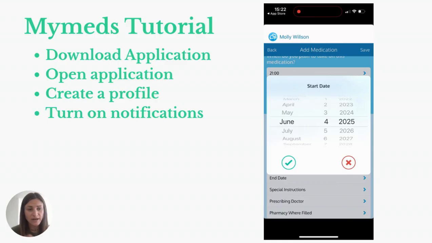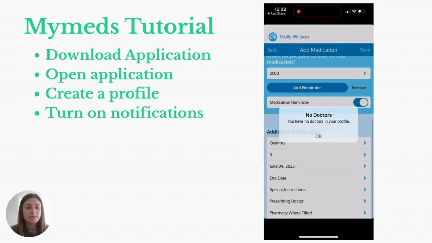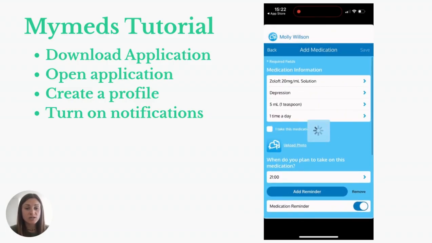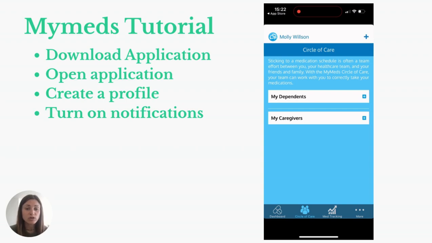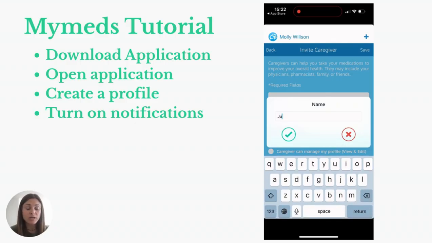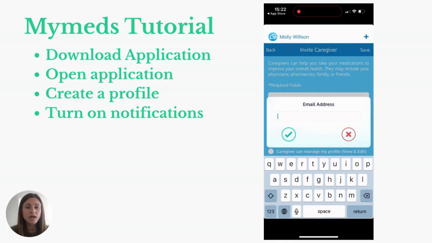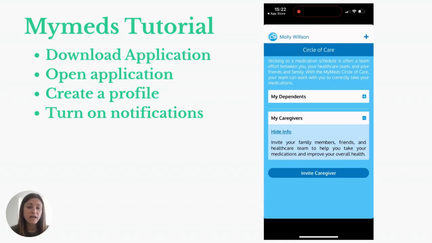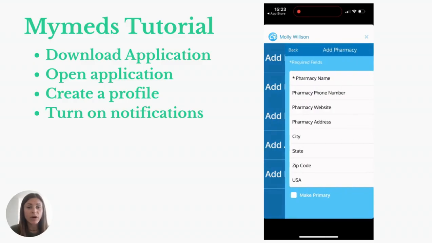Or again, I think I'm just adding in more information if that feels necessary: refill days, quantity, doctor, if you want to add doctors. But if you don't have a doctor, you have to go back and hit save. And then it'll bring you to the dashboard where you can add the circle of care, which I really like. Dependents are children, and caregivers are great because this will invite a caregiver or someone in your family to join you on this app, maybe to keep track of things. So you're going to have to add them via email because it'll invite them through email. So you'll hit invite caregiver and it'll send over a prompt for them.